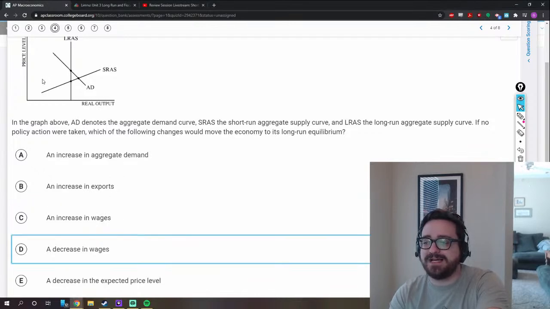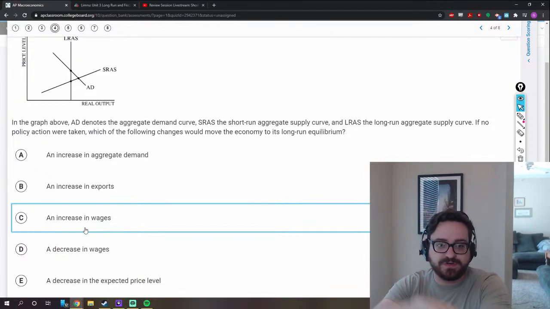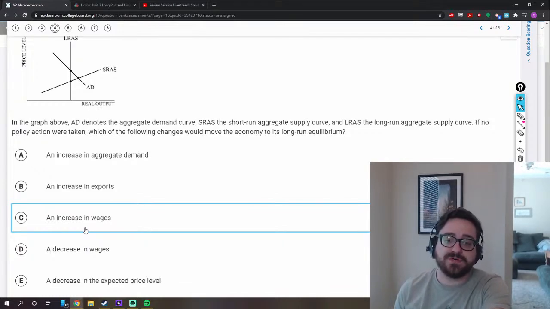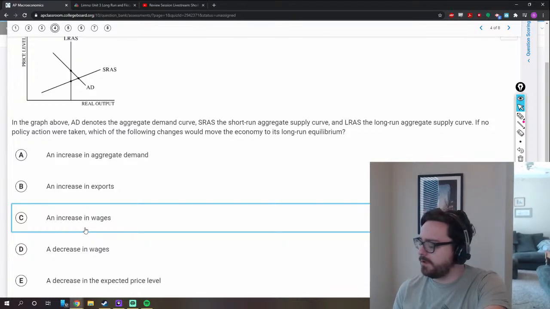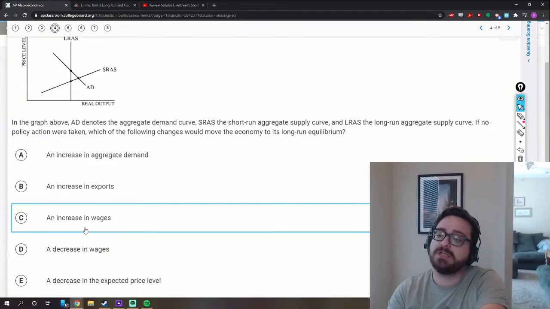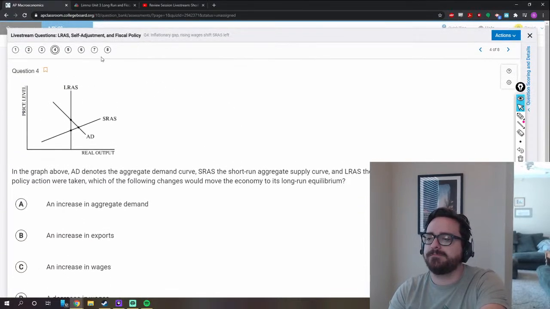I had to have supply decrease here, so I would need wages to be increasing. Because if I pay my workers more, I can't produce as much as a business. I'll have to lay off some workers, or I won't be able to pay for as many of my other resources if I'm paying my workers more, in a vacuum. So pay them more, okay, I can't produce as much, which is actually what you want here. You want businesses to be producing less. That gets you back to equilibrium.